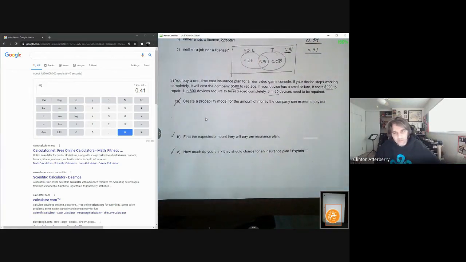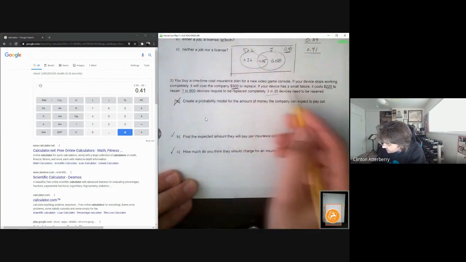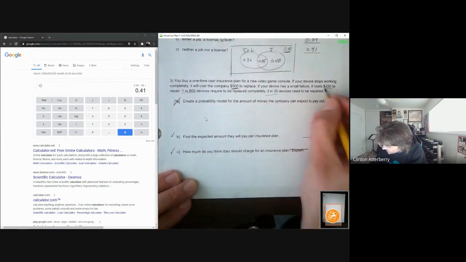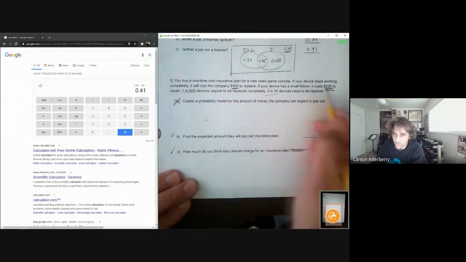By probability model, this is what I mean. Let me read the question off and try to clarify it. It says you buy a one-time cost insurance plan for a new video game console. If your device stops working completely, it will cost the company $500 to replace. I like to underline this kind of stuff. If your device has a small failure, it costs $220. I'm going to double underline that to show it's different. You've got a replacement for $500 or just a repair for $220.